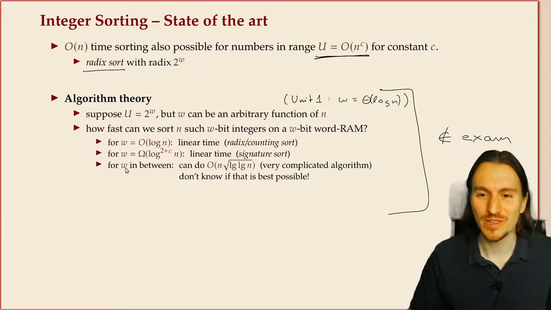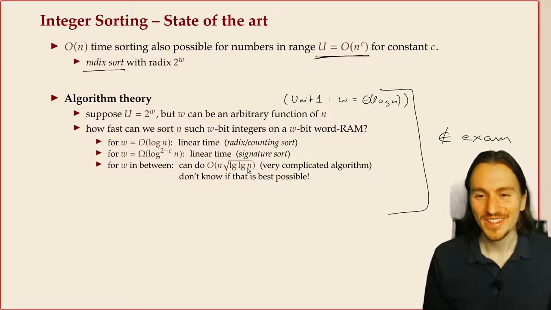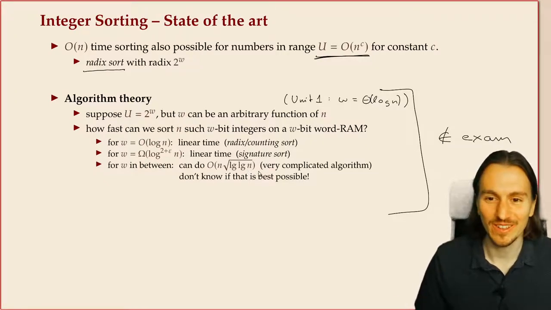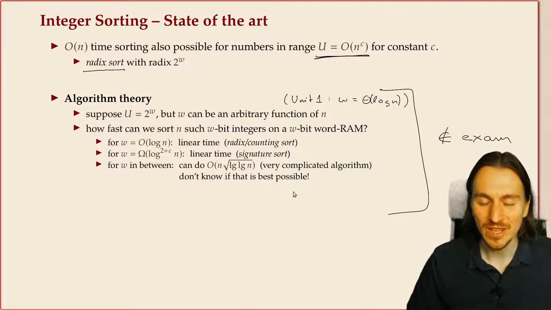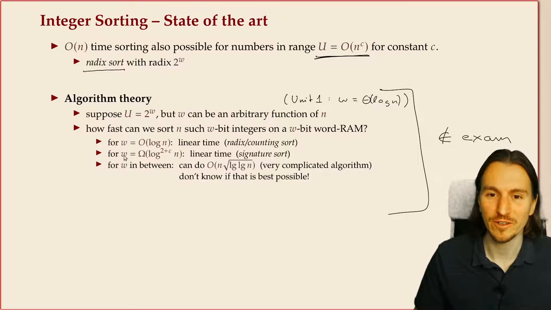We don't know. There is a very complicated algorithm with this obscure running time n times square root of log n, that uses hashing and randomization and a lot of advanced techniques. But we have no idea if this is best possible. I think up to now, we don't know if linear time is the right answer, like in the other cases, or if there is indeed a weird range for w in between where this is not possible asymptotically.